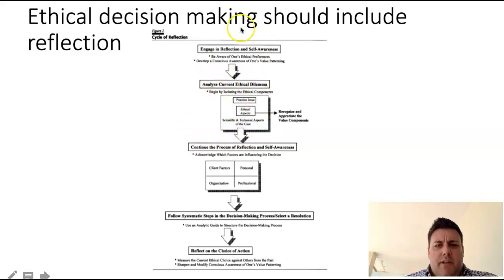So she thinks that we should be reflective and self-aware at all times. We analyze that ethical dilemma and make the appropriate decision, and then continue with reflection and self-awareness. Reflect on a course of action.